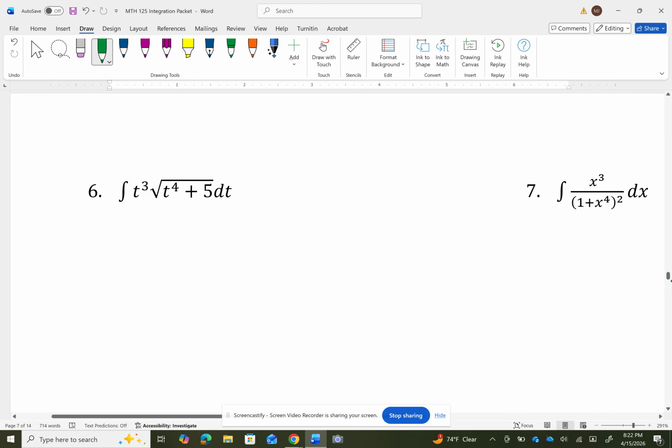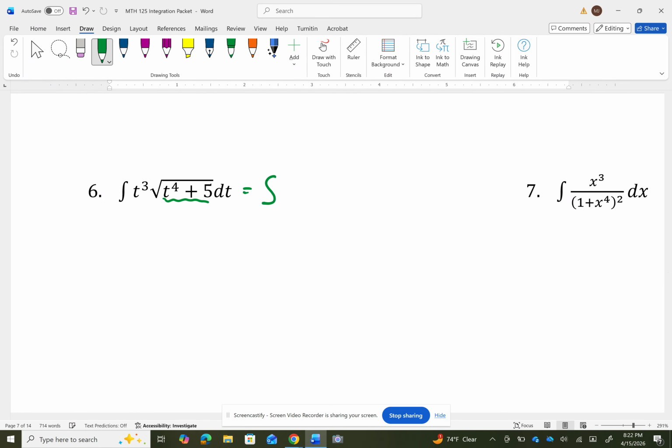Because if I think about this being my inside function, I can see where the t to the third would have come from. The derivative of the inside would have been 4t to the third. Now, no worries about the fact the constant that I want is not there. Watch how we can handle this. Okay. So what I can do is first think about this one.